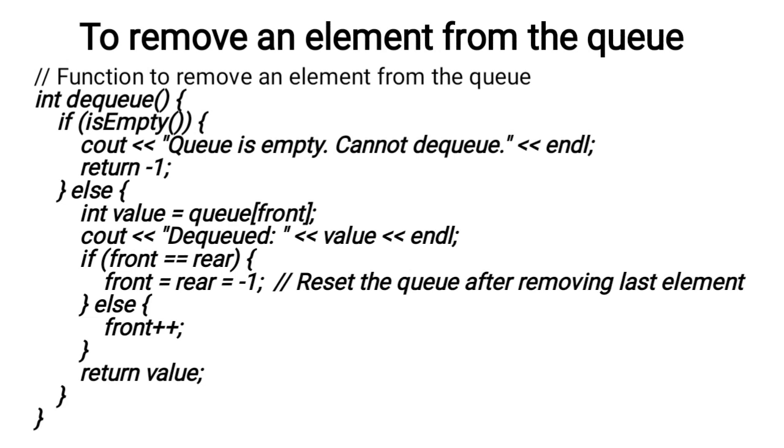Then moving on to remove an element from the queue. When we want to remove an element from the queue, we use the dequeue operation. The dequeue operation is the one that we use to remove an element from the queue. Over there I've used a function that will remove an element from the queue. Then let's understand how we will do it. Inside the function, I must first check if the queue is empty.